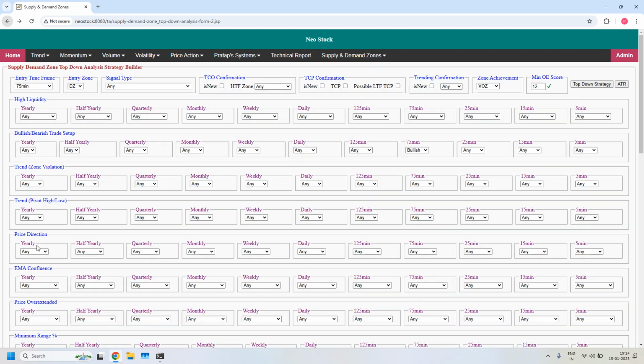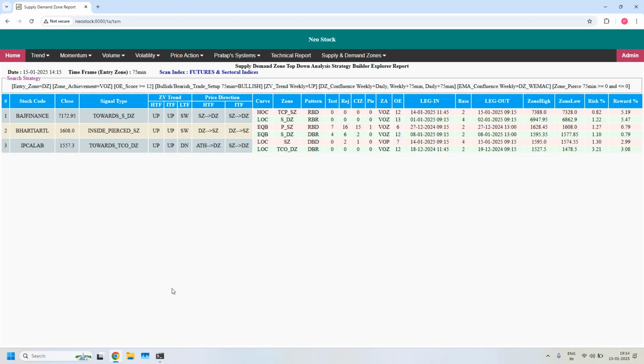Let us verify. In the EMA confluence weekly time frame, weekly demand zone having weekly EMA confluence, because 75 together with daily is part of the weekly zone. That's why we set this filter. And trend on the weekly time frame should not be sideways. So it should be up because it is bullish trade setup. So we got 3 stocks, all 3 uptrend are filtered. They are having weekly EMA confluence.